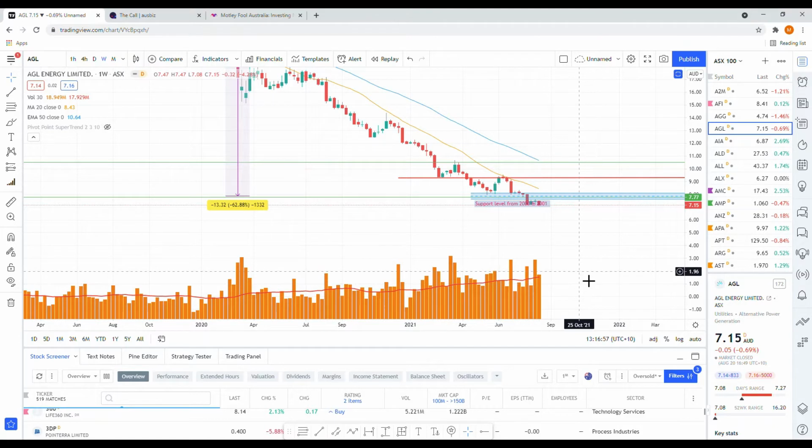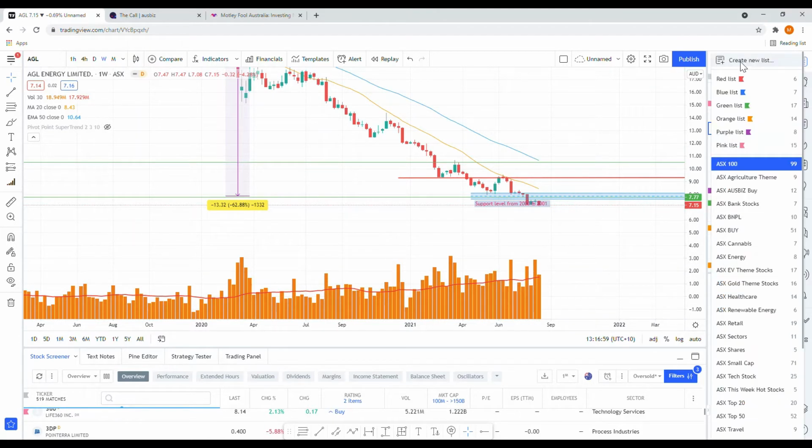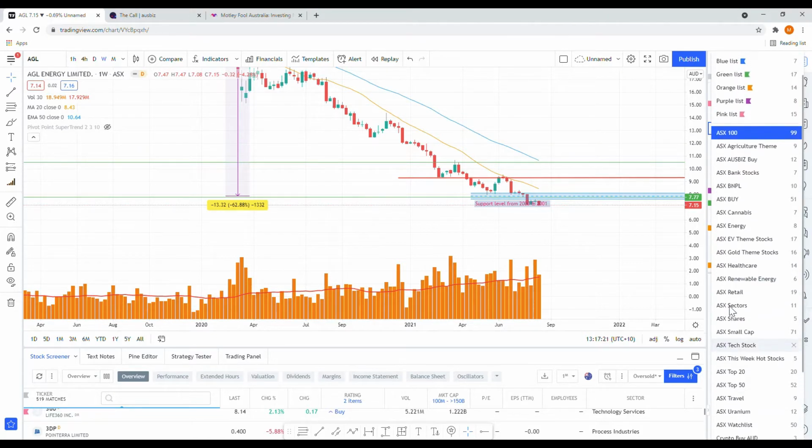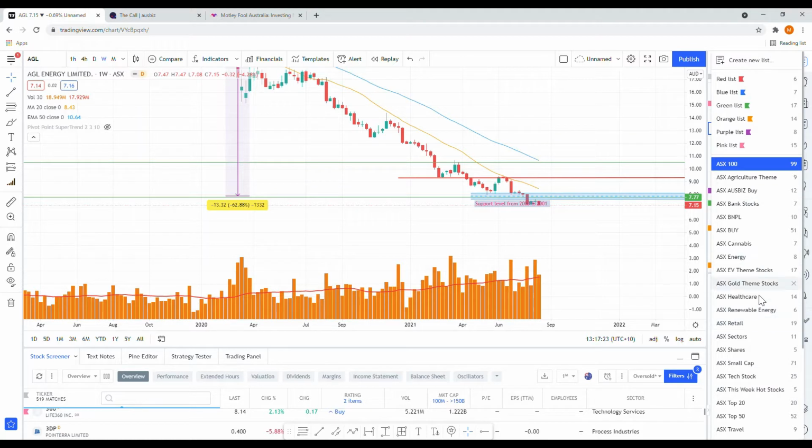Then what I do is, here you can see I have a lot of lists I have created. This is ASX 100, ASX agriculture team, ASX Ausbisal. This shows you that one as well. Bank stocks, buy now, pay later. So if something interesting comes, I try to add it to one of these lists.